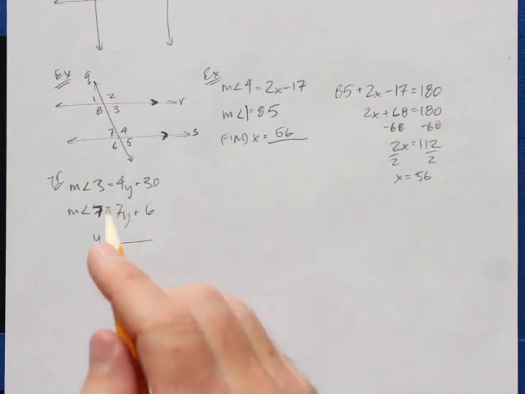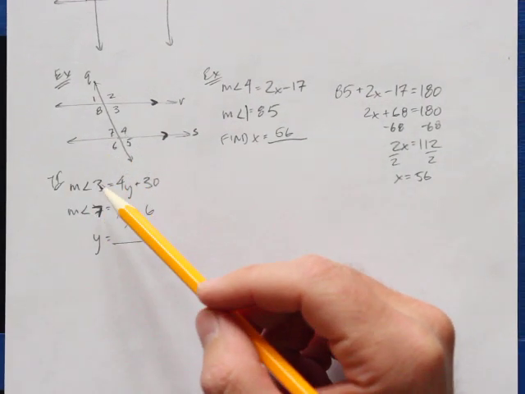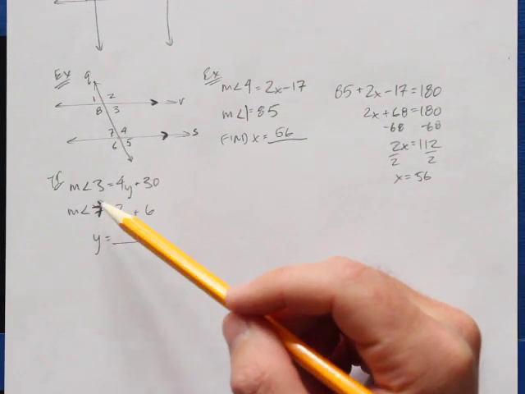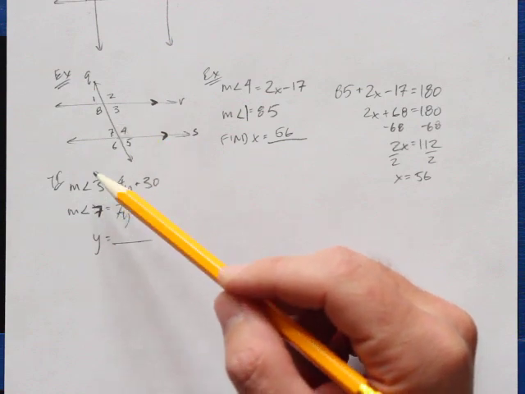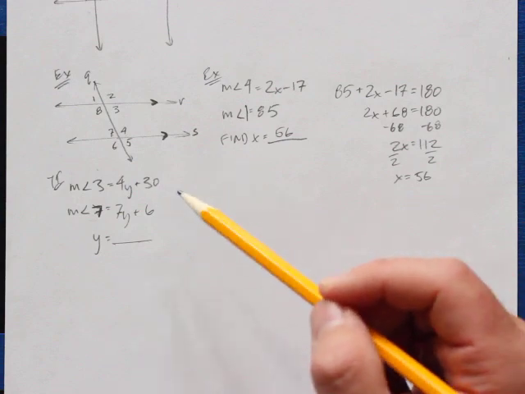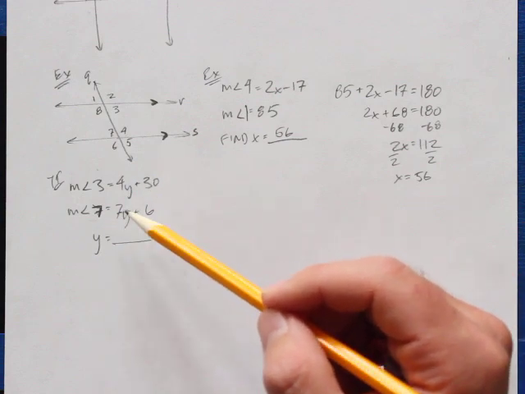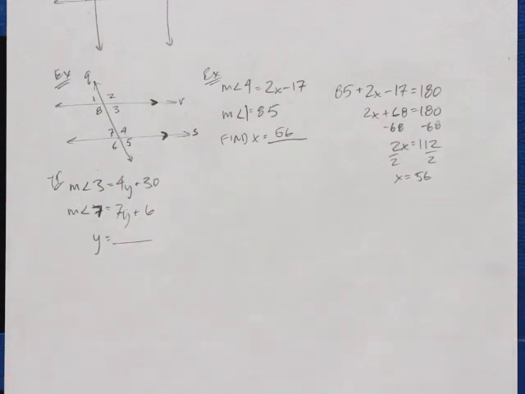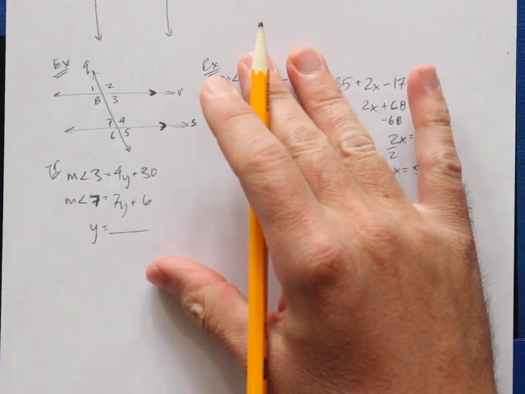So now you go ahead and do this one. Decide what kind of relationship angle 3 and angle 7 have, and then decide what kind of an equation I can set up so that I can solve for y. Go. All right, let's see how you did.